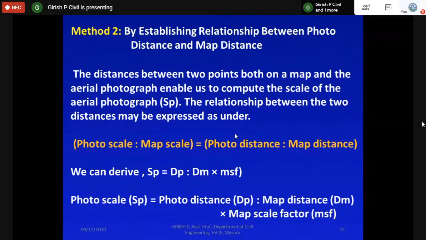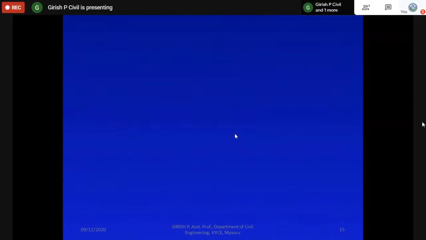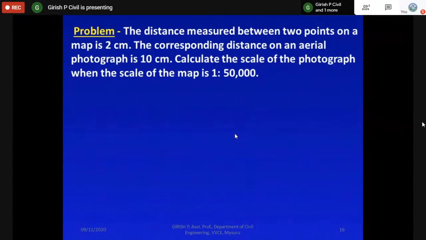Then we can derive the relationship by the equation: the scale of photograph is equal to dp over dm into MSF. SP is the photo scale, dp is the photo distance, and dm is the map distance. MSF is the map scale factor. With this, we conclude the equation for method 2.